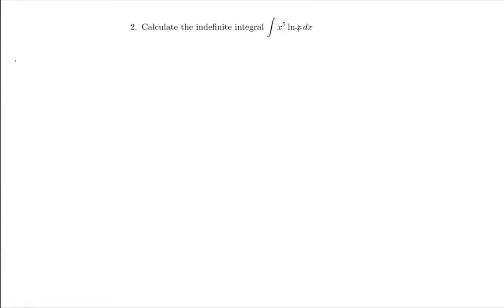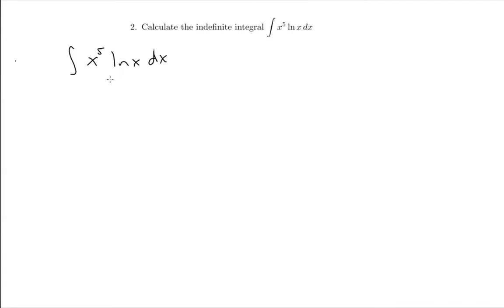So if we look at this, taking the derivative of ln x would give us a 1 over x. So that's pretty good, because that 1 over x would cancel out with the antiderivative of this, which is 1/6 x to the 6th. So in that way, it would appear that integration by parts would be a good idea, and indeed it is. So let's go ahead and do that. We have x to the 5th ln x dx.